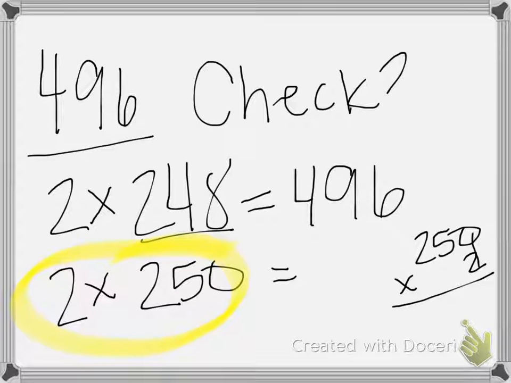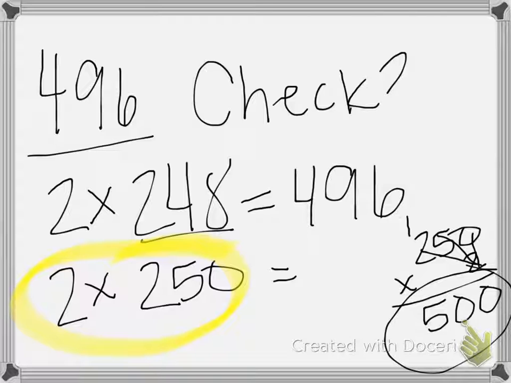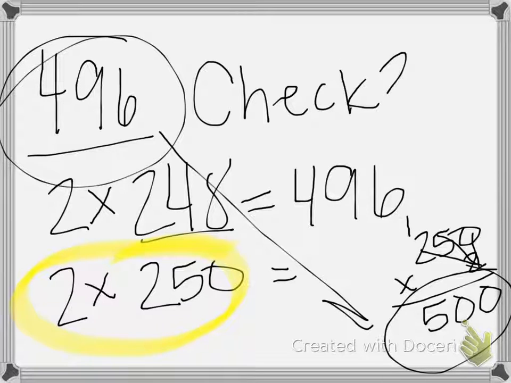2 times 0 is 0. 2 times 5 is 10. Carry the 1. 2 times 2 is 4. Plus 1 is 5. We have 500. So that is my estimated answer. So is your main answer a reasonable answer? Well, is it close to your estimation? If it's close to your estimation, then it's a reasonable answer. So yes, it is a reasonable answer.